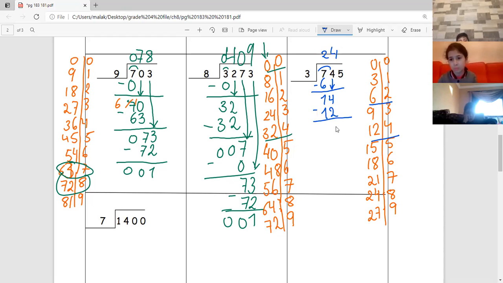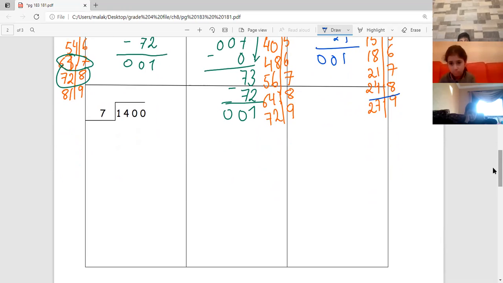4 minus 2, Ali. 2. And 1 minus 1? 0. Now bring down 5. 25. The closest number to 25 has to be less than 25. 24, bravo. So 8 up and 24 down. So the remainder, Ali, is 1. And the quotient is 248. Bravo, Ali Sulaiman. Excellent. Thank you. Next, Ali Ahmad.